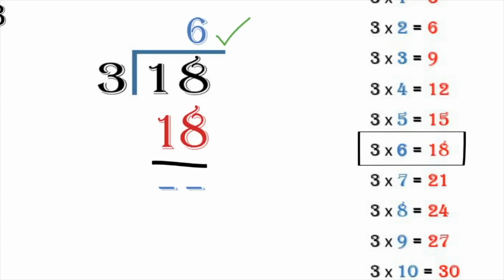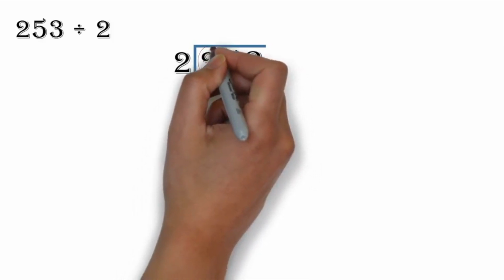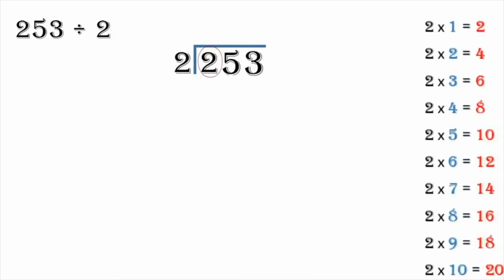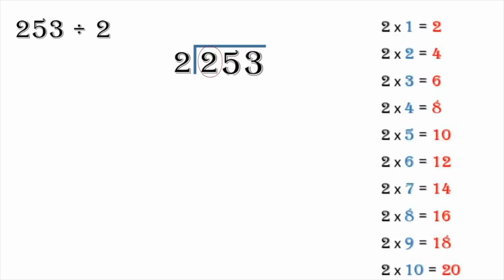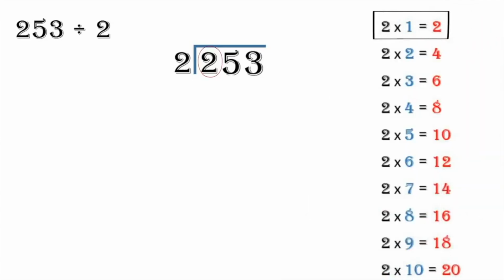Dividing larger numbers. Let's now look at a number that is larger. We want to divide 253 by 2. When you have a larger number, it is encouraged to work on one digit at a time. So we start with the 2. Let's bring our multiplication table. Same idea. We look for a number that is close to 2, but not greater. Here we see that the number is 2. We write our 2 here and the 1 here. We subtract and get 0.